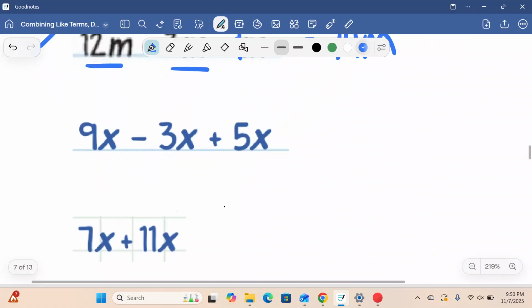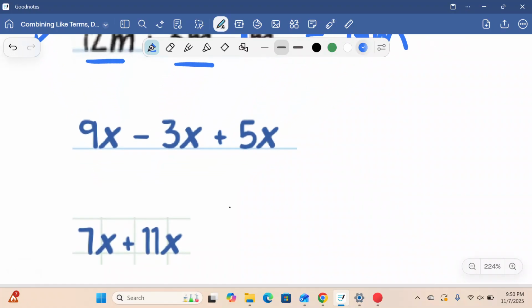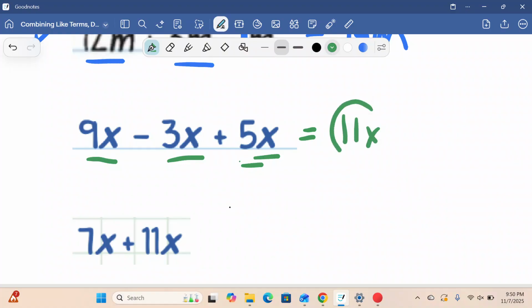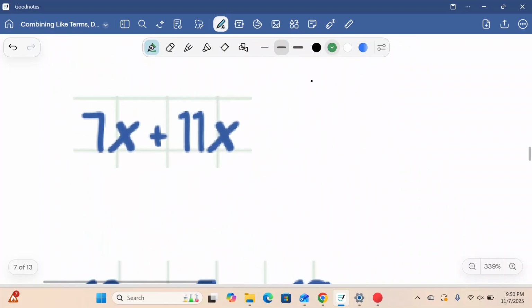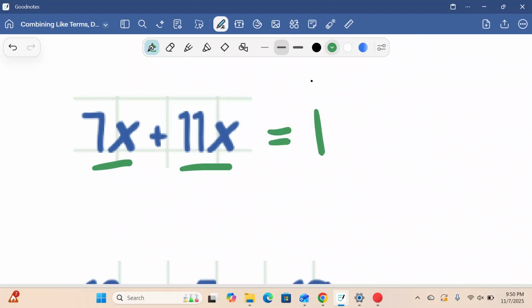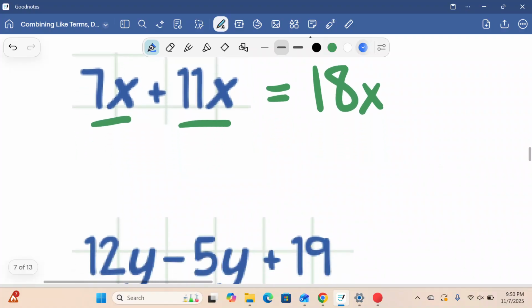So we're going to look at the second one right here. We have 9x, and then we take away 3x's, so that gives us a total of 6x's. And then I'm going to add 5x's. So 6x's plus 5x's gives us a total of 11x. So I combine like terms. Looking at the next one is super easy. We have 7x's plus 11x's gives us a total of 18x's because they are very, very similar.